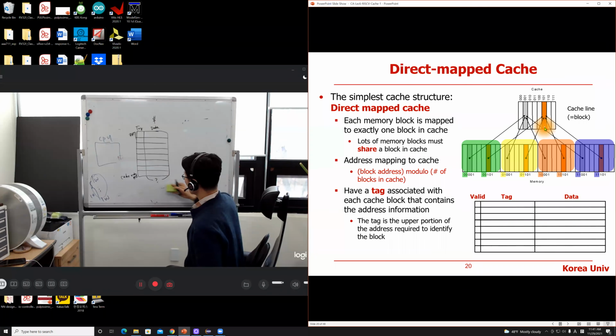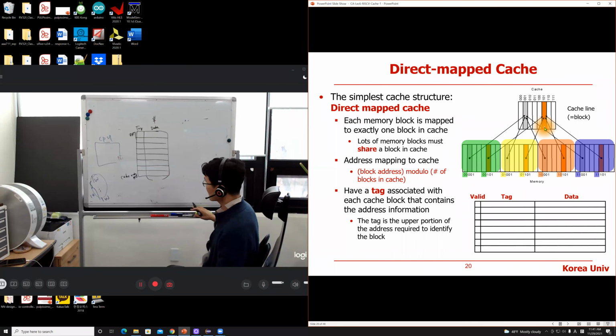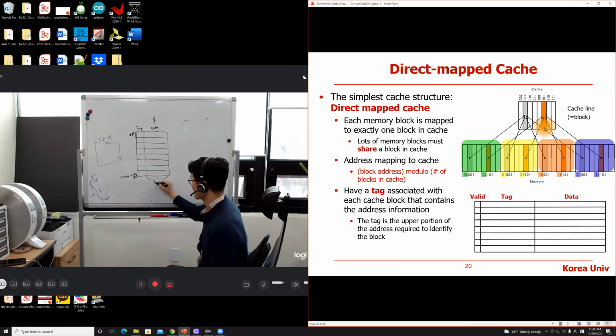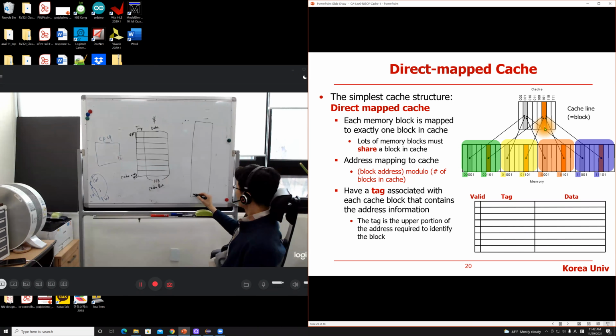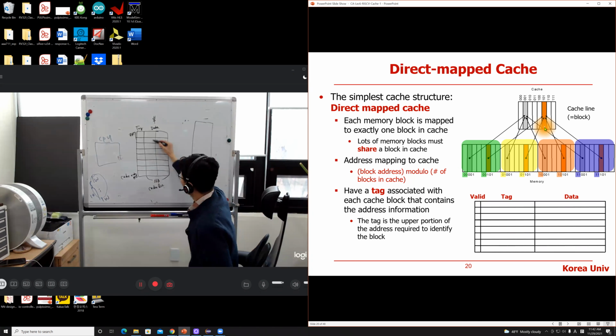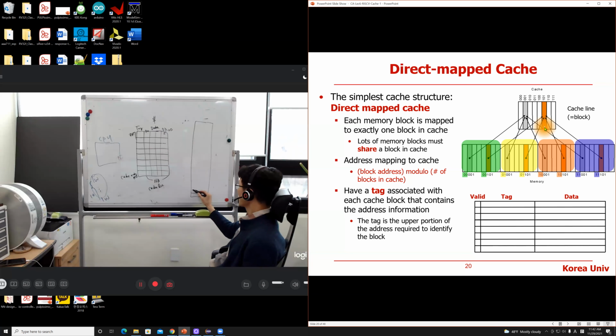So let me do this. It's better to explain with an example, right? Let's say 16 byte cache line size. Cache line. Then main memory. So 4 words, 4 byte each, 4 words, right? D0 to D3. So main memory again is logically divided into that.